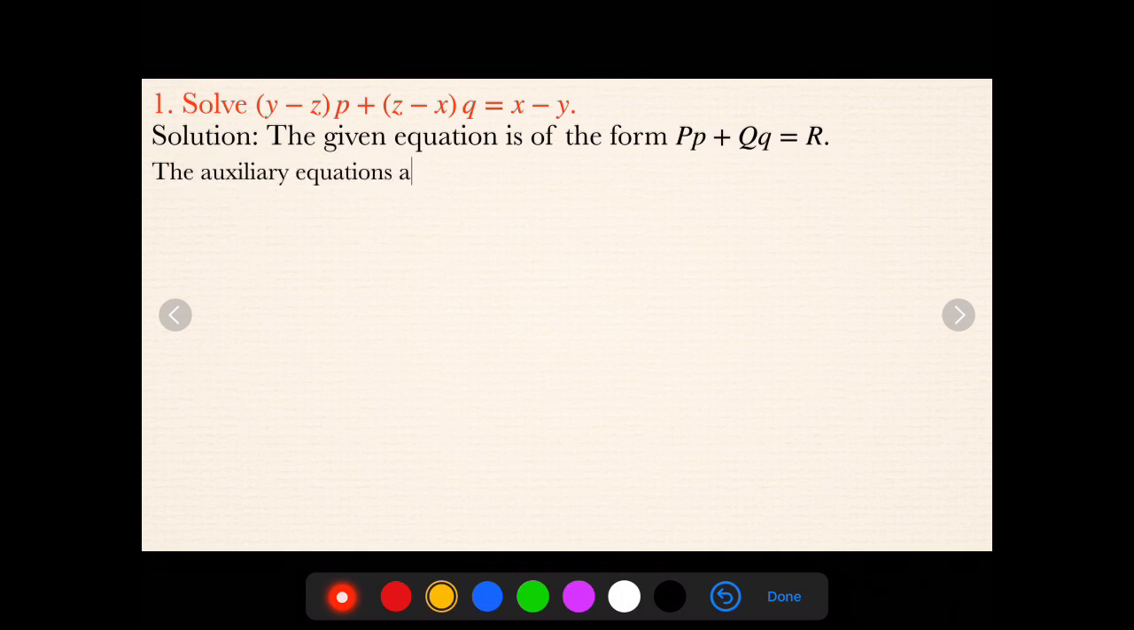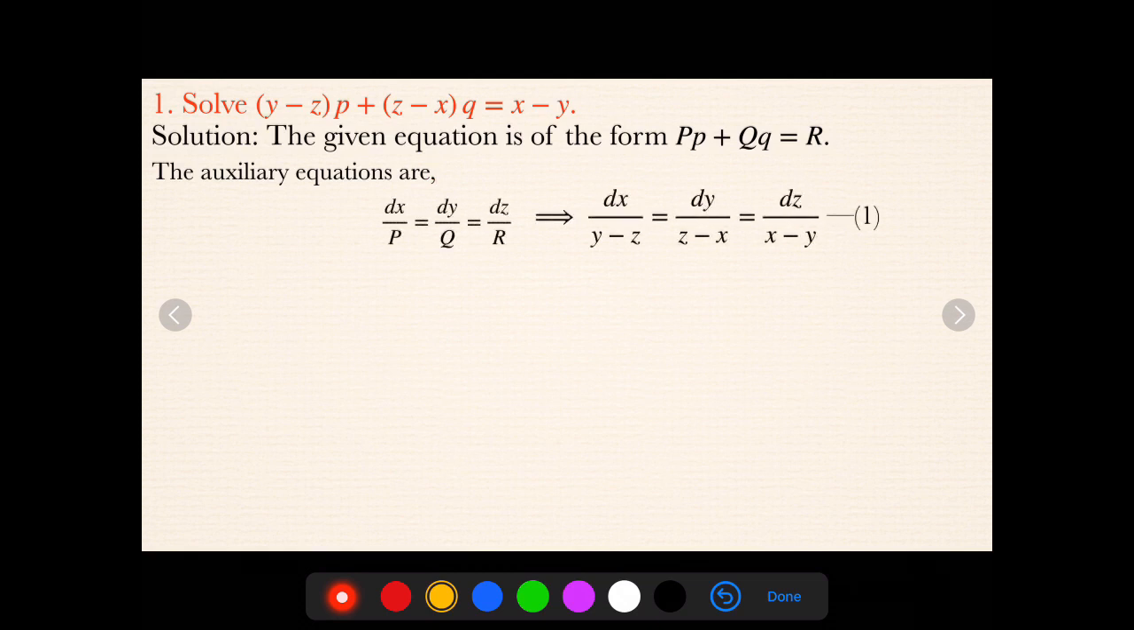Then start writing the auxiliary equations, that is dx by y minus z, dy by z minus x, and dz by x minus y. So observe here. Suppose I apply the previous method, that is considering the pair. The first pair I will consider is these two, meaning the numerators dx and dy. So z I can't cancel here. I can't integrate.